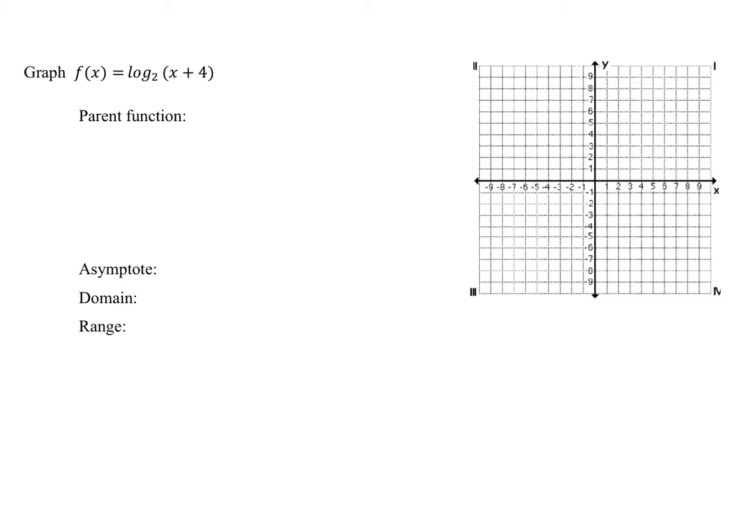This function is f of x is equal to log base 2 of x plus 4. So this plus 4 is going to end up causing a transformation. So if we ignore that plus 4 right now, what we have left here is essentially our parent function. So our parent function will be y is equal to log base 2 of x.